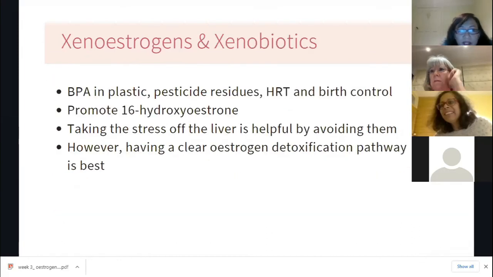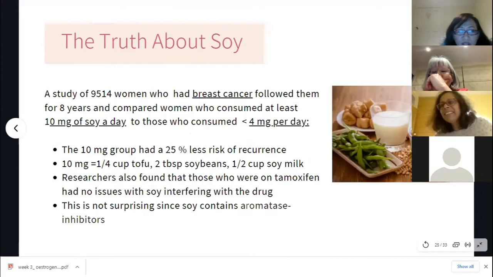So we talked about xenobiotics already. That's the BPA and the plastics, etc. I mentioned HRT, birth control pills. They promote the aggressive cancer-causing 16-hydroxyestrone. Taking the stress off the liver is helpful by avoiding them, which is the best thing to do. And then helping your liver to get rid of them is the next best thing to do.